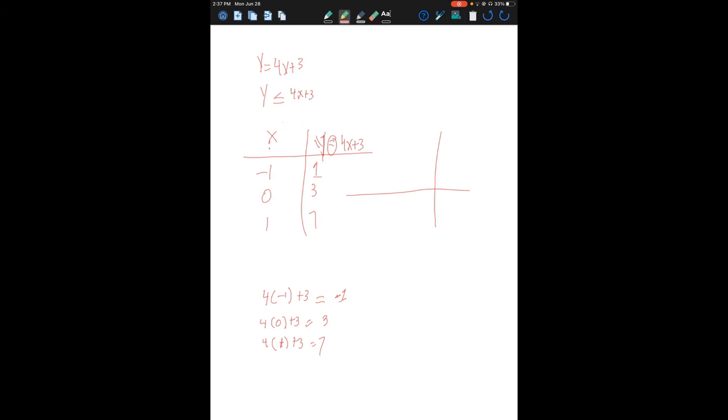So what does this inequality actually mean? It means that for any value of x that you put in, the y that you get is less than or equal to. Now let's start graphing it.